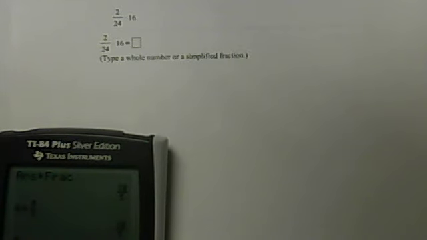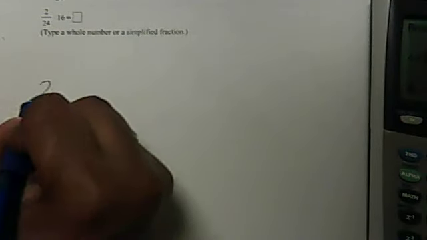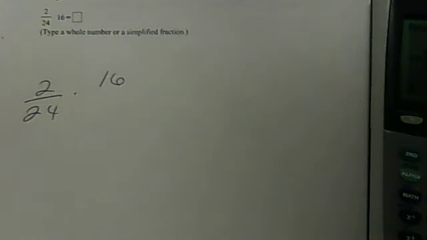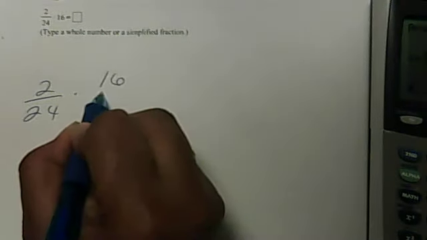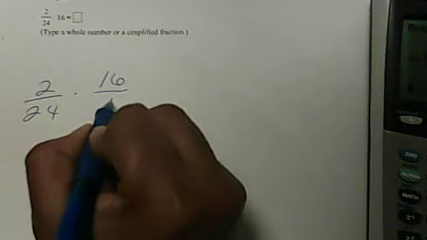Take a look at this one. 2 over 24 times 16. Yes, we're going to do it in our calculator, but again I want to show you what you could do if you had to do it by hand. You had 2 over 24 times 16. 16 is understood as 16 over 1 if you had to turn it into a fraction. Anything over 1.